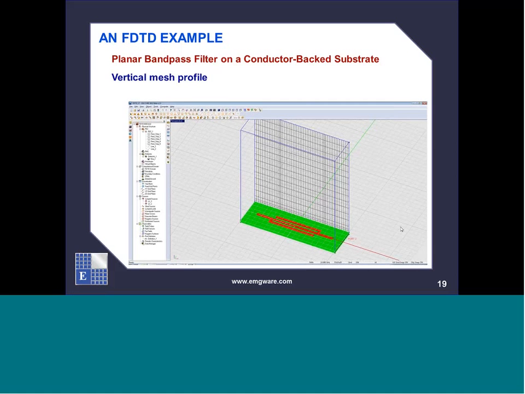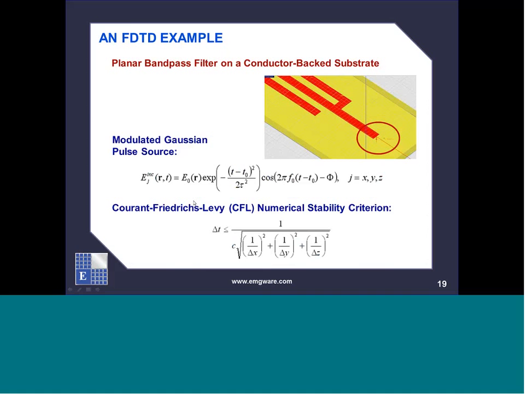The next one shows vertical mesh profiles. Again, around the discontinuities, we see a higher mesh resolution. So how do we excite in FDTD? You have to have a source. And in this case, we use a port, and we use a modulated Gaussian pulse source.